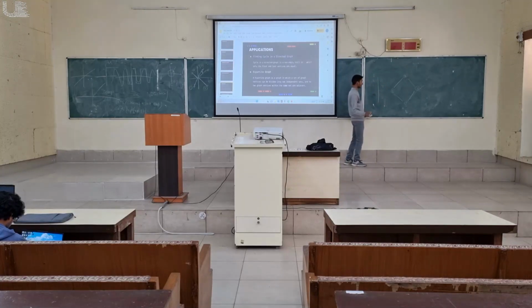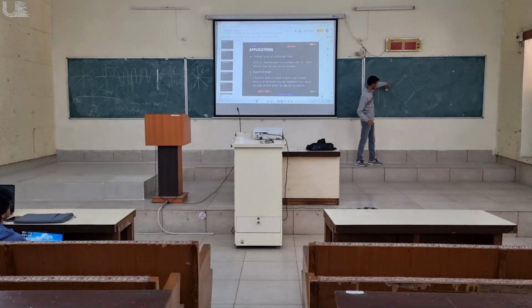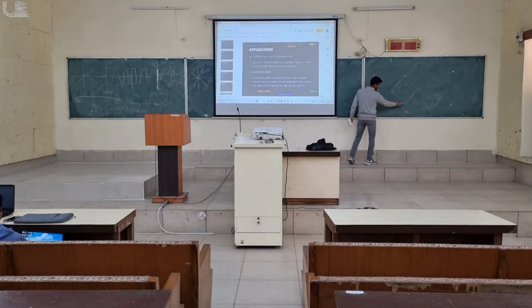The only condition is, if two nodes have an edge between them, they should lie in opposite teams. Like 1 and 2 have an edge, and 1 and 2 are lying in opposite teams. 2 and 3 have an edge, but 2 and 3 are lying in the same team. So this graph is not bipartite.